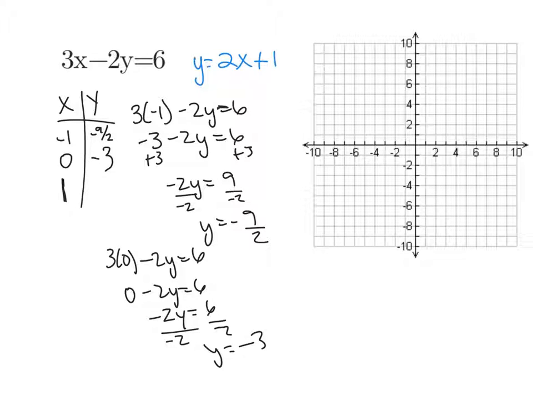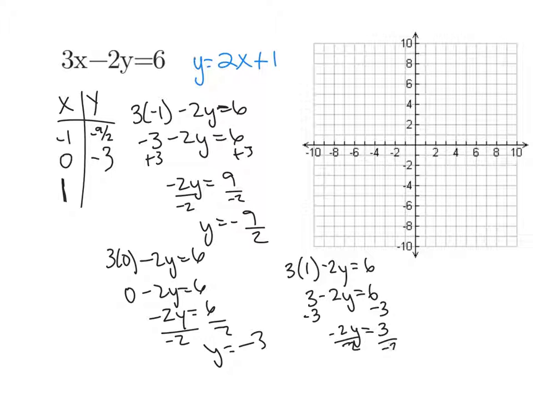And if you put 1 into the equation, you get 3 times 1 minus 2y is equal to 6, and you get 3 minus 2y is equal to 6. Now it's just a two-step equation. Minus 3, you get -2y is equal to 6 minus 3, which is 3. Divided by -2, and you get y is equal to -3 over 2.